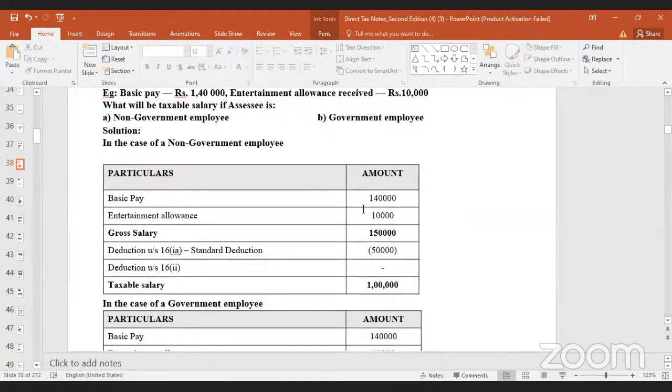The basic pay is 1,40,000. Entertainment allowance received is 10,000. What will be the taxable salary if the assessee is a non-government employee? And if the assessee is a government employee?